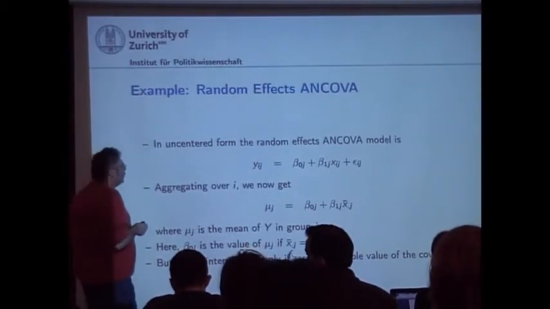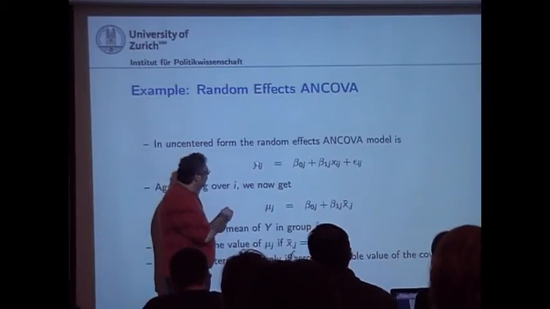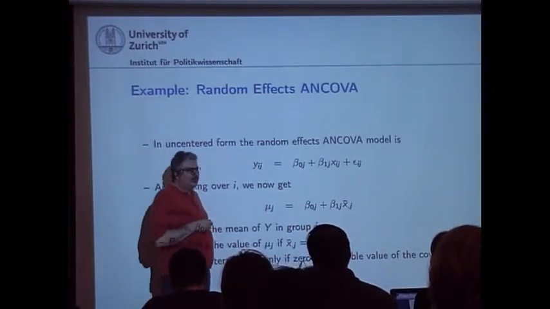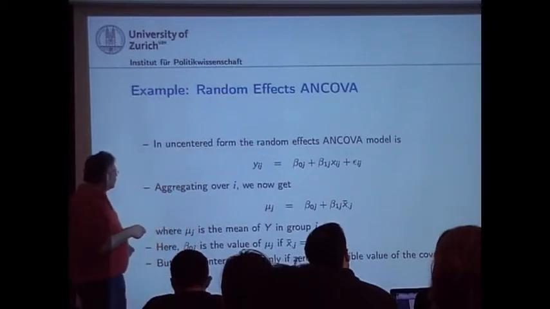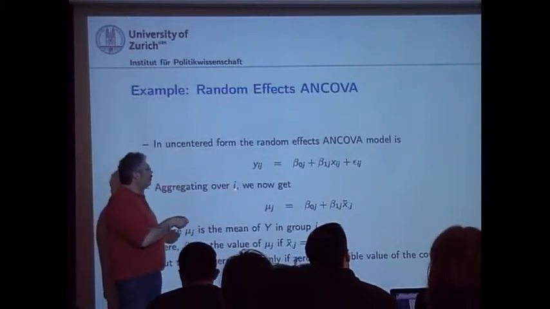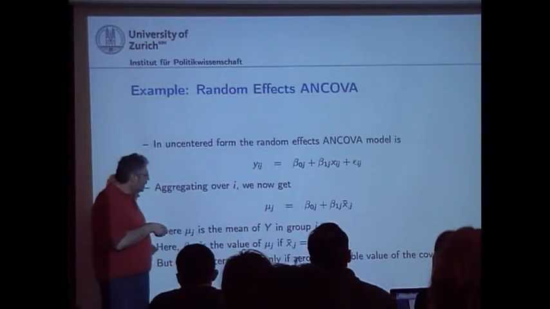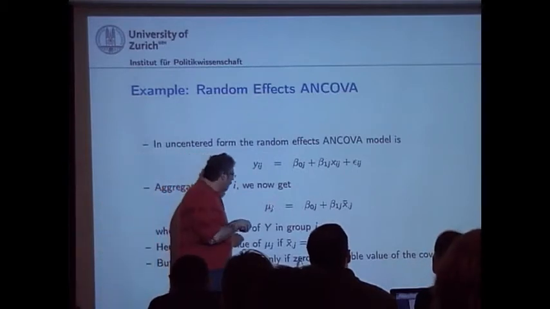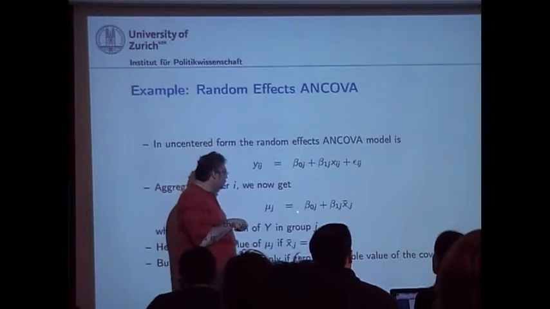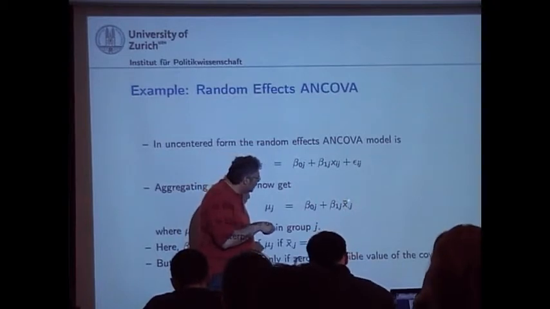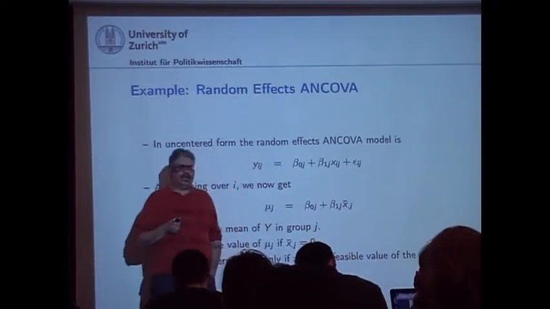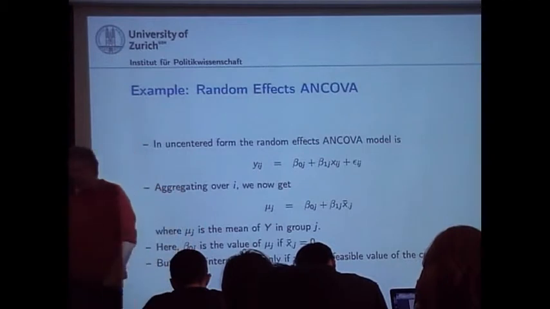Because if we want to move this up to a prediction at the level of the context, so we aggregate over all the level 1 units in the context, we get an expression for a group mean that's equal to beta 0j plus beta 1j times the group mean x bar dot j of the predictor.